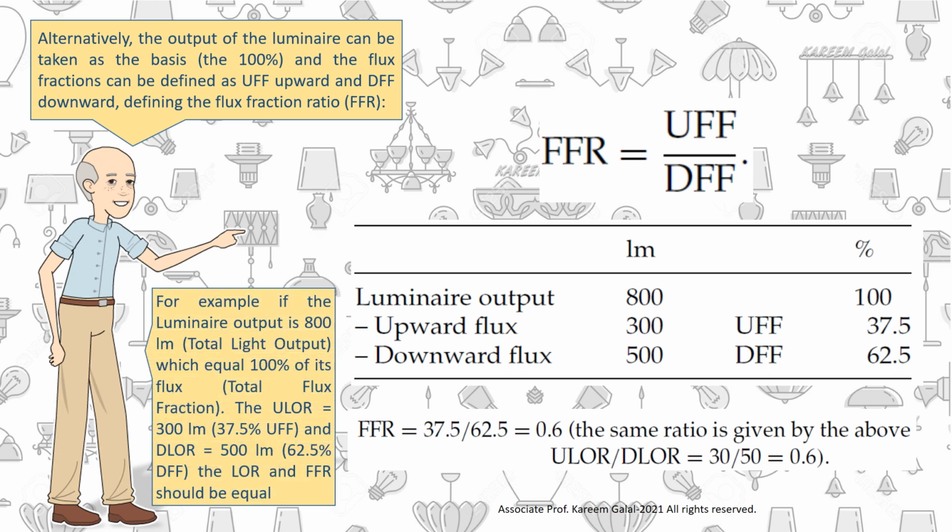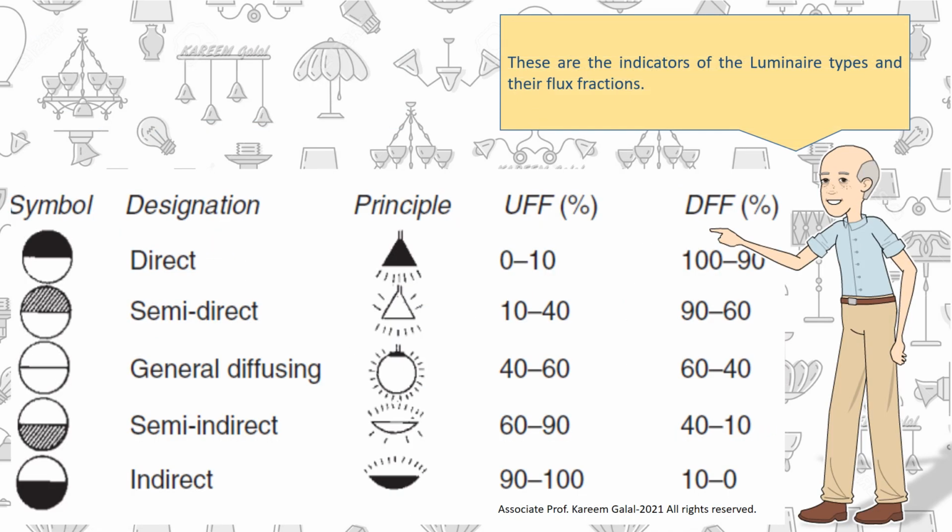For example, if the luminaire output is 800 Lm, total light output, which equals 100% of its flux, total flux fraction. The ULOR equals 300 Lm, 37.5%, and DLOR equals 500 Lm, 62.5%. DFF, the LOR and FFR should be equal. These are the indicators of the luminaire types and their flux fractions.